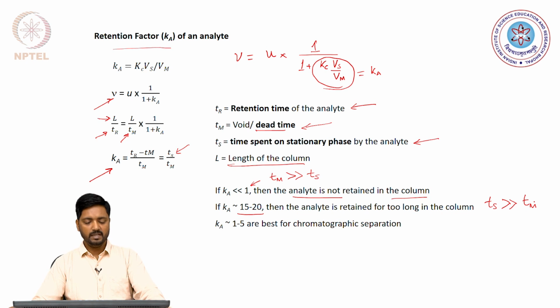On the contrary, if the Ka value or the retention factor is in the range of 15 to 20, then what we are implying is that the time spent by the analyte on the stationary phase, which is denoted by Ts, is much larger than the dead time or the void time of the column, and the analyte is staying too long within the column. So, the best scenario for us is when the retention factor is in the range of 1 to 5, and this is where the best chromatographic separation can be achieved.